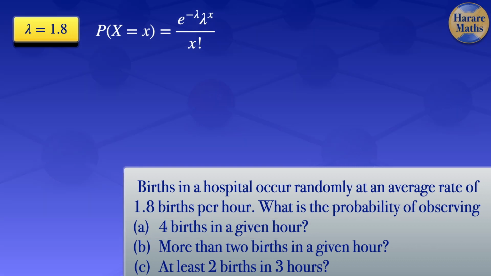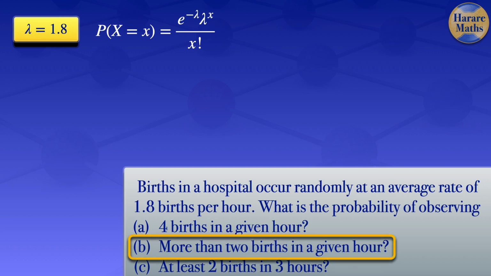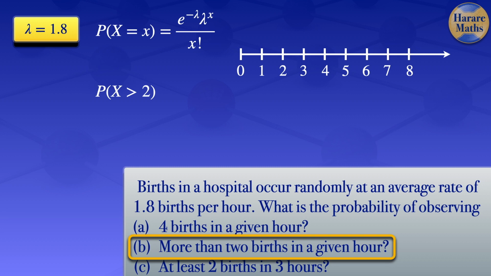I now move on to the second one: more than 2 beds in a given hour. That's the probability that X is greater than 2. Let me just draw the number line so that we have those discrete values there, 0, 1, 2 up to infinity. X greater than 2, we are saying values that are greater than 2. Values that are greater than 2 are these ones. There are many of them.